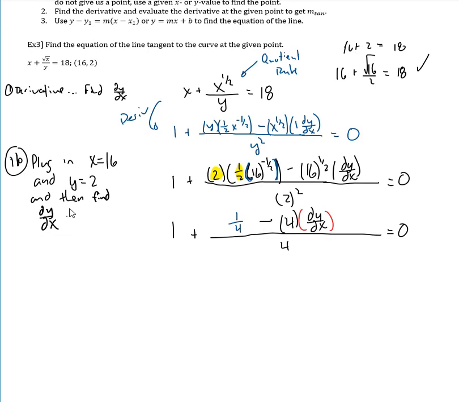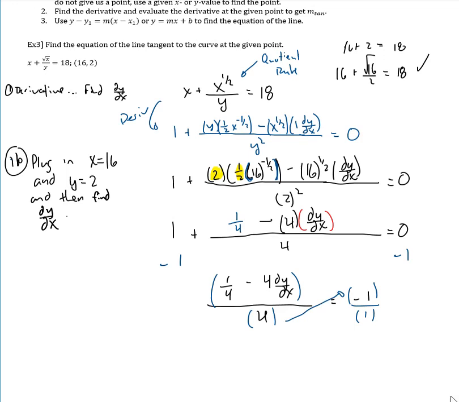So I'm going to go ahead and subtract the 1 over now at this point. So then I have this weird fraction. I have 1/4 minus 4 dy/dx over 4 equal to -1. Now, I really do have a fraction on the right side as well, -1 divided by 1. And so what I'm going to do is, because I have a big fraction equal to a fraction, I'm going to cross multiply. This 4, I'm going to multiply across. This 1, if I multiply across, isn't going to change anything on the left.